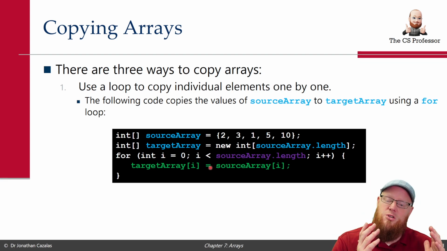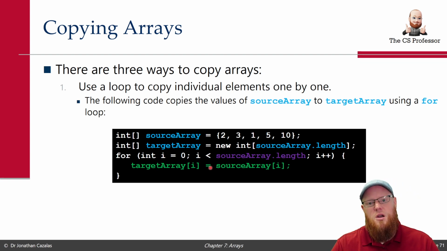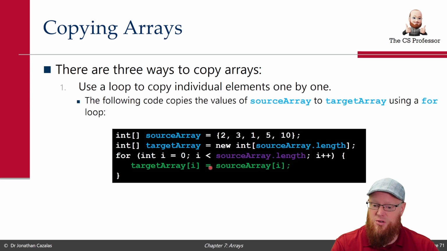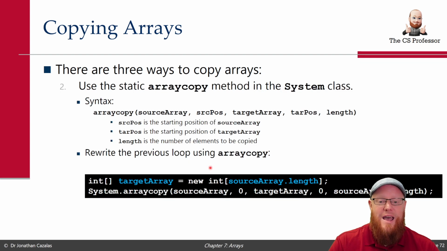All the way up to source array of index 4 to target array, we save it into target array at index 4. Pretty straightforward. But notice we had to first do what? Create the space for that new array. The second way is by using the arraycopy method that is found within the System class.